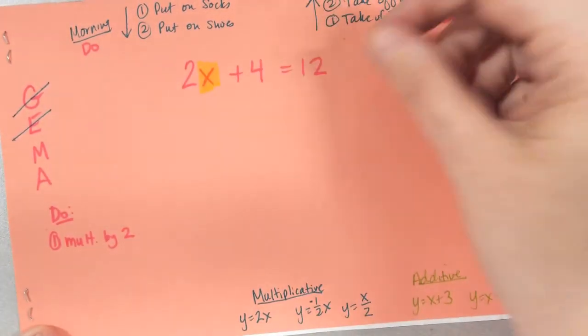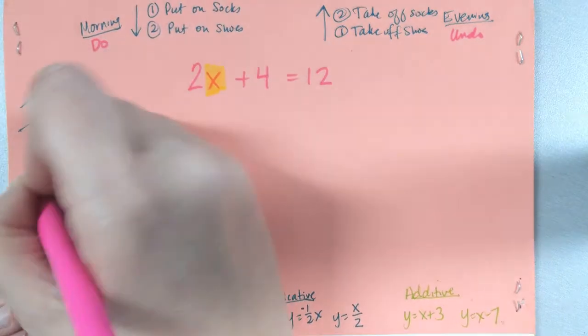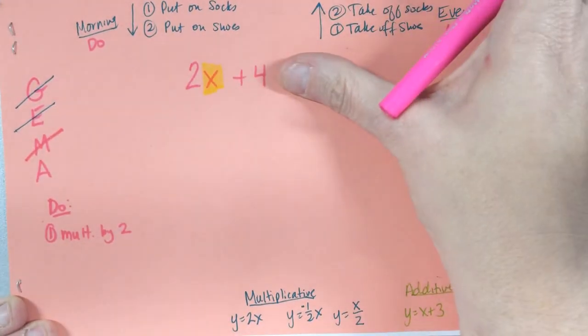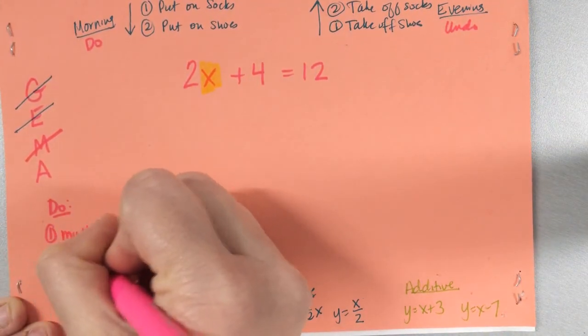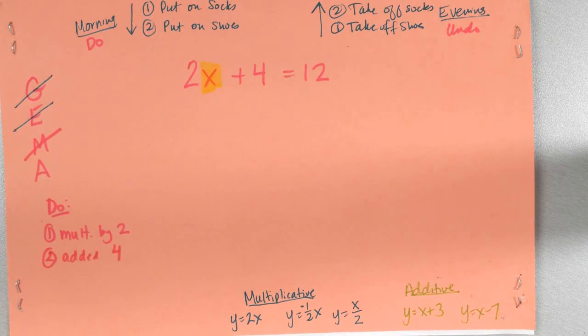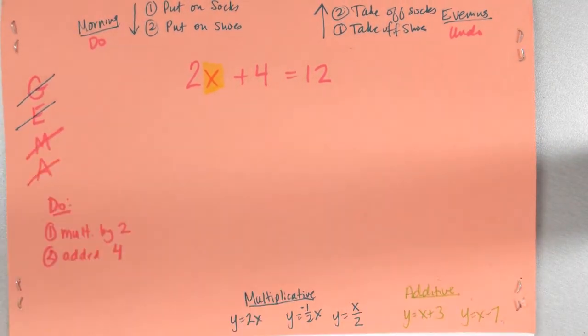So I multiplied it by 2. Is there anything else multiplicative happening? No. Okay, what about additive? Do I see adding anything? So what did I add? I added 4. Is there anything else? I haven't done anything else. I'm done. I've looked at everything.